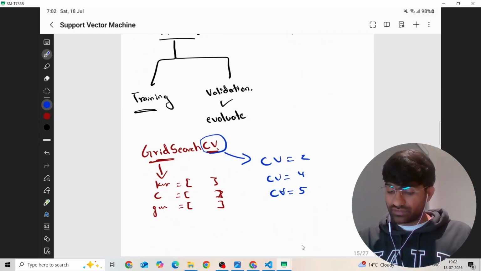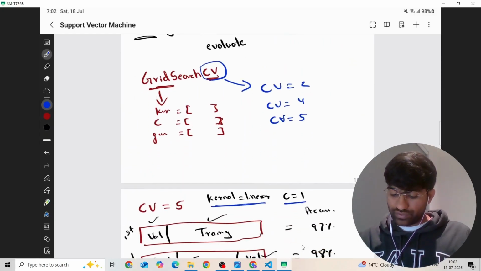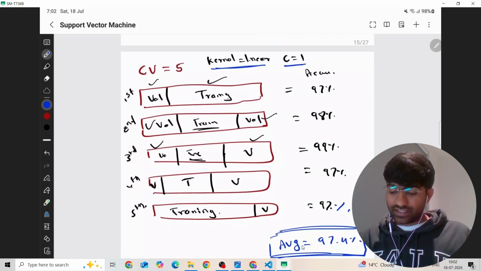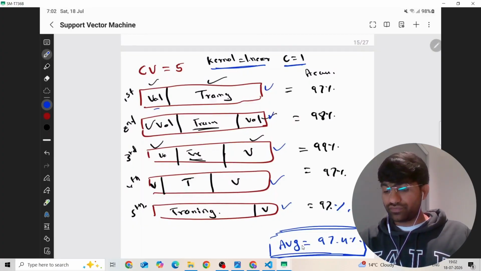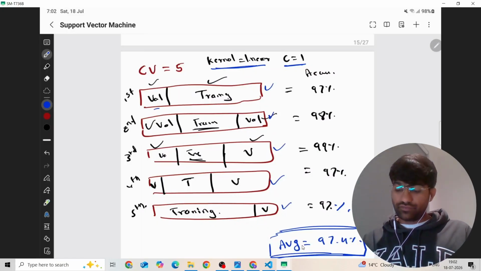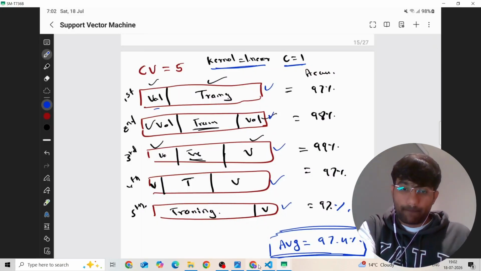You have to specify the cross validation value. If you specify cross validation as 5, it will make 5 trainings by splitting the data into different chunks of validation and training, and find the accuracy. Then it will calculate the average of that accuracy, which will be the final accuracy of the model.